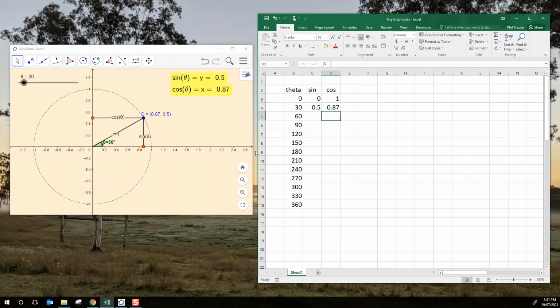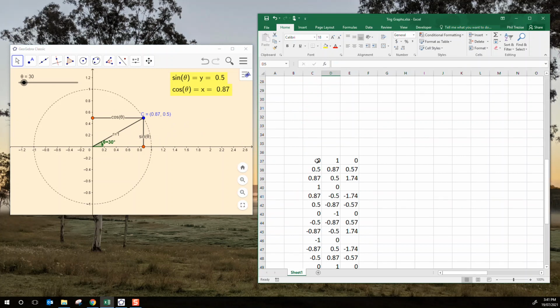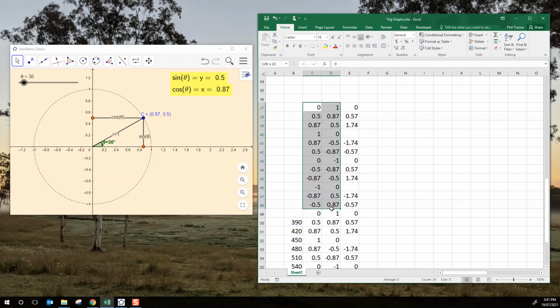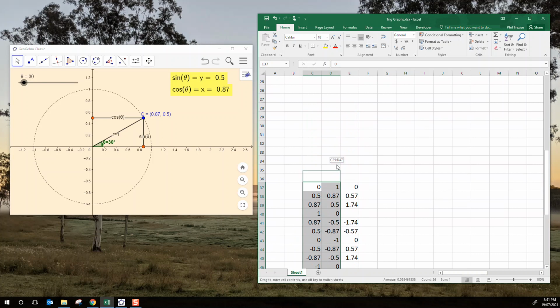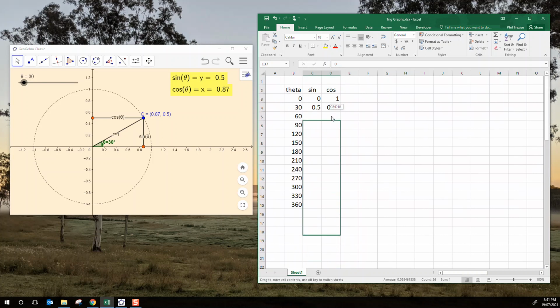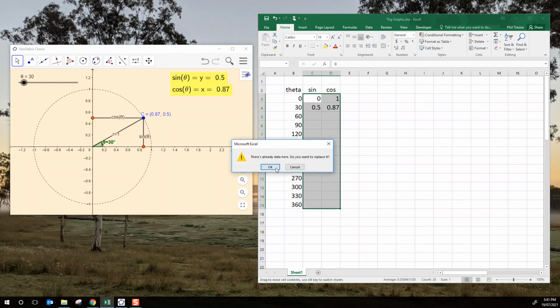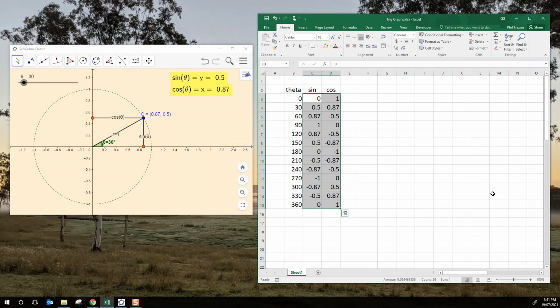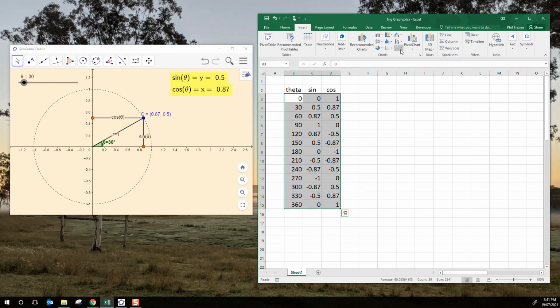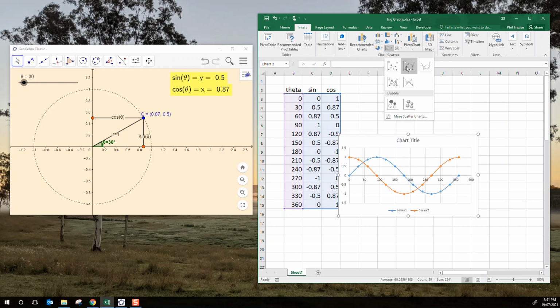Okay, hopefully you finished the table for yourself, and I'm just going to go down here and grab my copy of what should be in the table and bring that back up to here. Yes, I want to replace what was already there, and there it is. Now I could graph those if I select all 3 of those columns and insert a scatter chart. Let's have a scatter chart here with dots for markers and lovely smooth lines. That's a sine and a cosine graph.